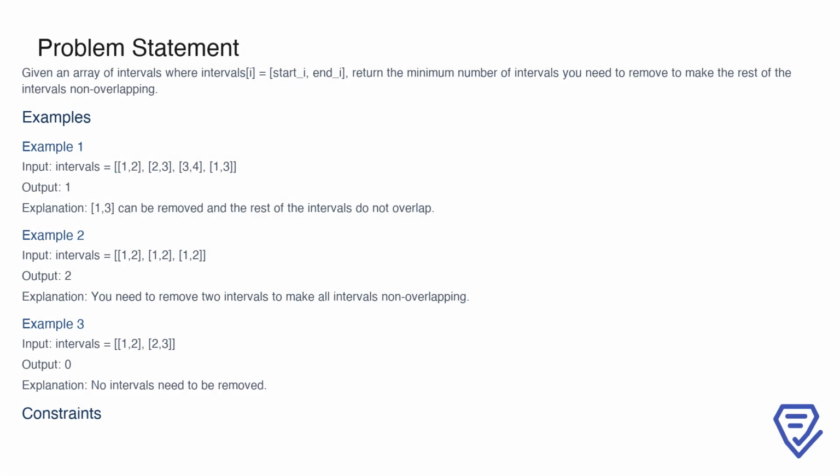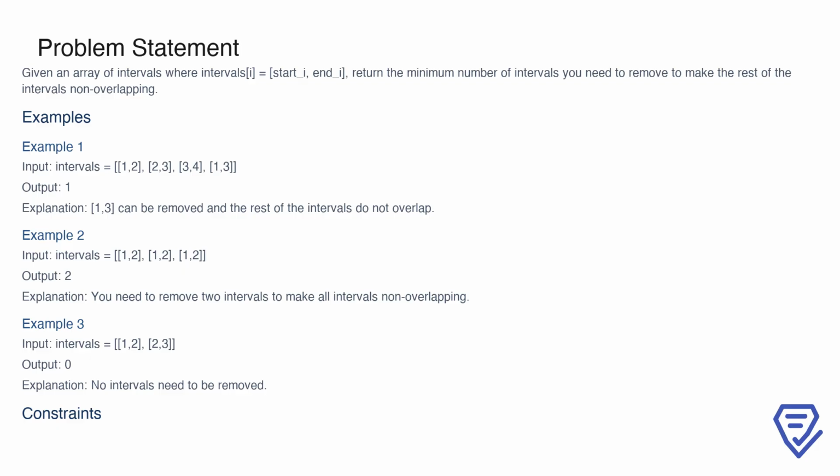LeetCode problem number 435 presents an array of intervals, where each interval contains a start and end. The task is to determine the minimum number of intervals to remove so the remaining intervals do not overlap. Let's go through the examples one by one.